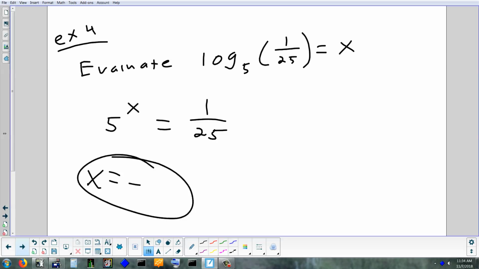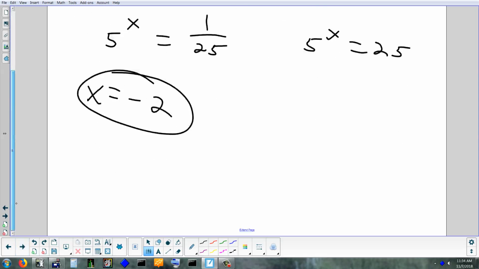And if you're stuck, just see if you can solve this problem. It's not the same answer, but the number's the same. You just put a negative in front of it. So 5 to the second power is 25. 5 to the negative second power is 1/25. Any questions on that? All right.